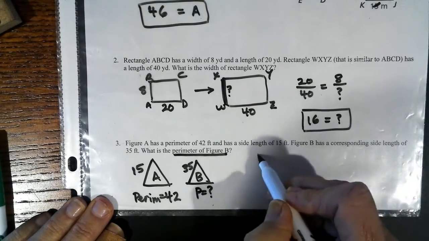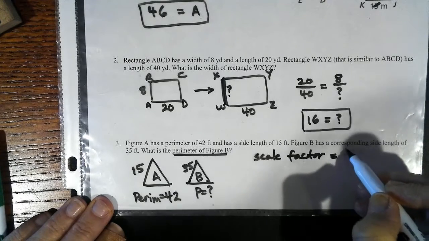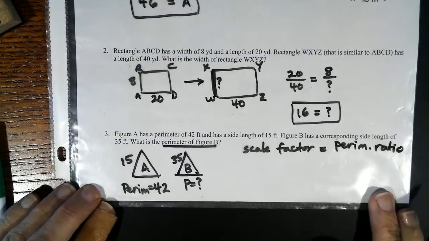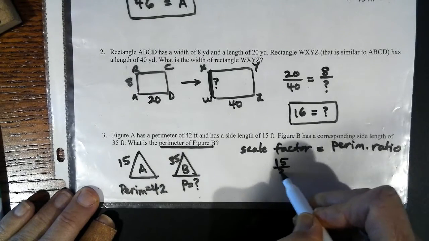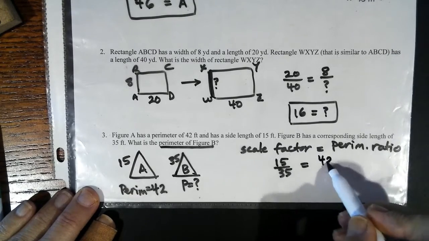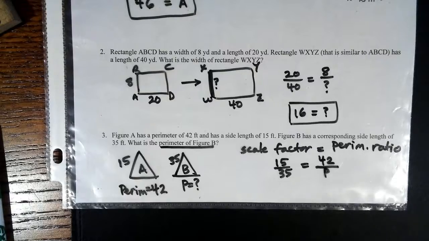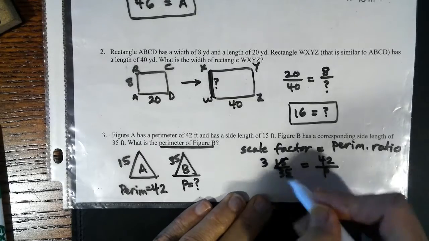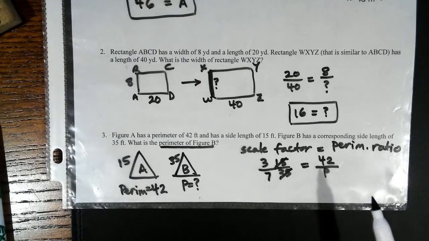So again, our little formula here is scale factor equals the perimeter ratio. Just want to remind you because you can't see it. So the scale factor is going to be 15 over 35, and the perimeter ratio will be the A perimeter over the B perimeter. Bunch of different ways to solve that. I'm going to try to reduce this just to see what happens. I know 5 will go into both of those. So now I have 3 over 7 equals 42 over P.